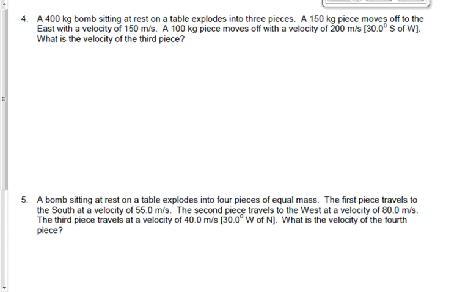Question 4 was the other one. A 400 kilogram bomb sitting at rest on a table explodes into 3 pieces. Here's where the explosion point is, where everything starts blowing up. We've got a 150 kilogram piece moving to the east. We'll call that piece number 1. We've got another one going 200 meters per second at 30 degrees south of west. Call that number 2.